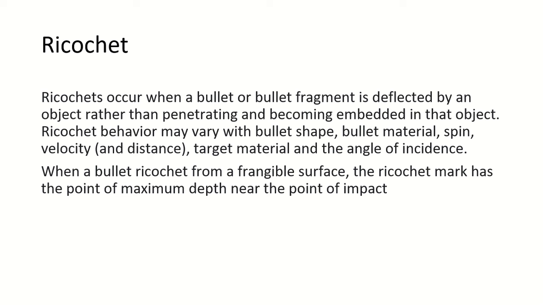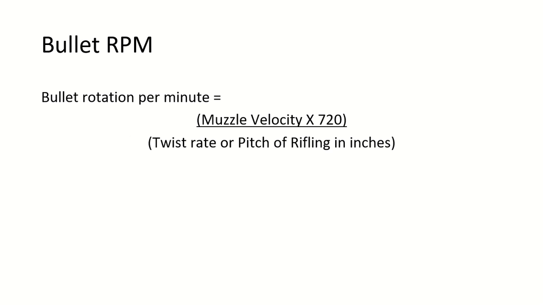When a bullet ricochets from a frangible surface, the ricochet mark has its point of maximum depth near the point of impact. Bullet RPM, or bullet rotation per minute, is given by the formula: muzzle velocity times 720 divided by the twist rate or pitch of the rifling in inches.